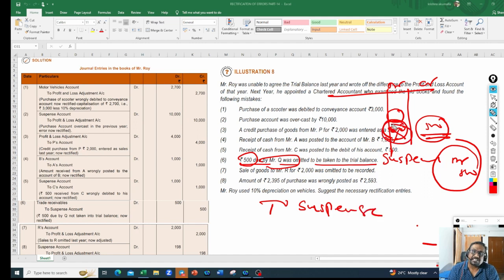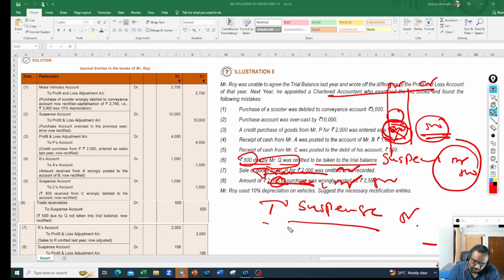Suspense account credit. Which account do I need to debit? My accounts receivable. You can write Q account debit to suspense account, or you can say trade receivables account debit to suspense account. Either way you can write this entry and close it. Trade receivable is nothing but amount receivable, or you can debit Q account also. There is nothing wrong in that.